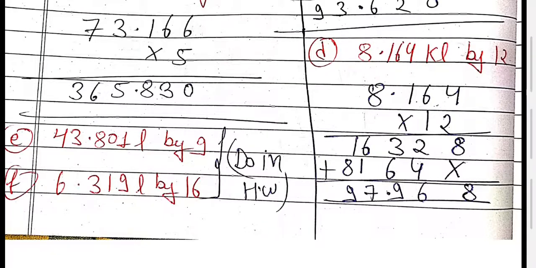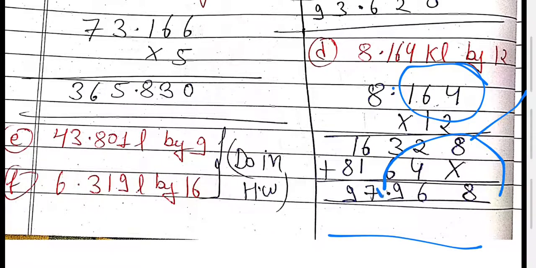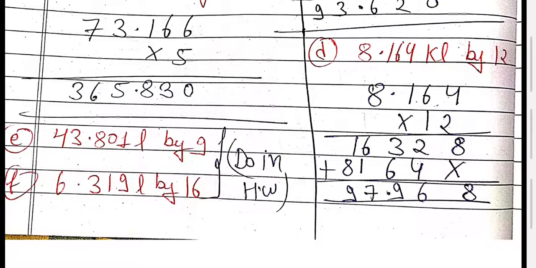Similarly do the multiplication of 18.164 by 12. All of you know how to multiply. When you add it becomes 217968. Now how many digits are there after the decimal? 3. So from the back side put the decimal after 3 digits. So your answer becomes 217.968. Similarly, E and F parts you have to do by yourself as homework.